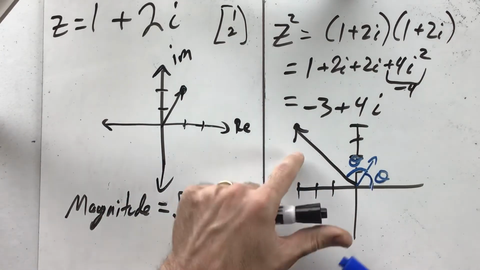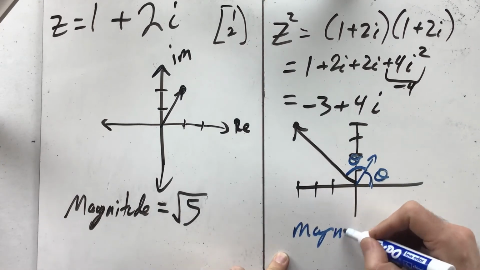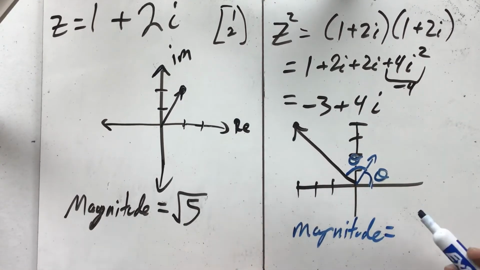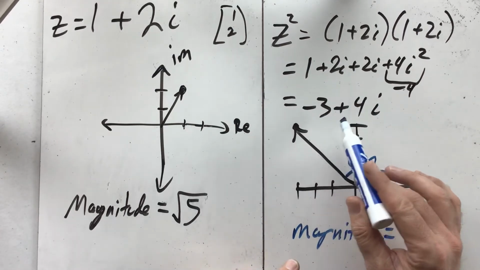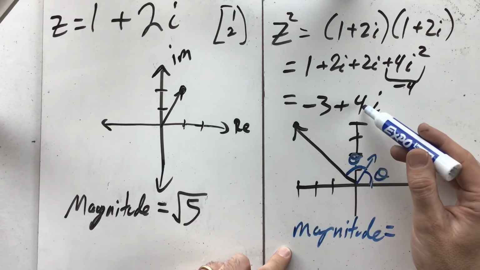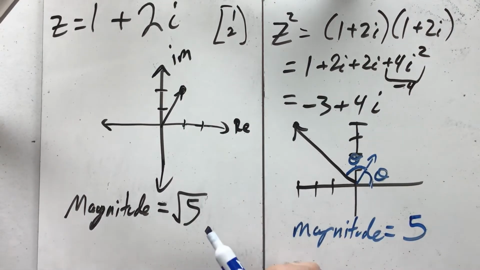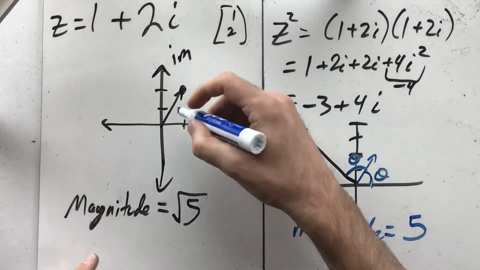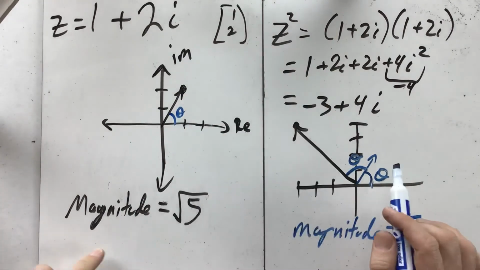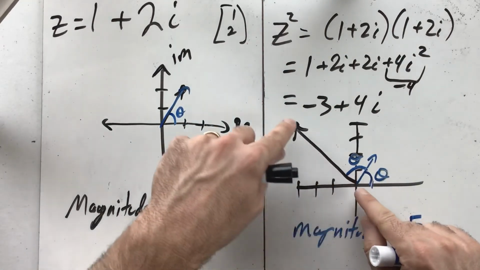And not only that, what is the magnitude of my new vector? Well, it's negative 3 squared plus 4 squared. That's 9 plus 16 is 25, and take the square root of 25, and we get 5. So what happens is, when you multiply complex numbers, the angle of the number gets carried over to your new one, and the magnitude of your number gets multiplied onto your new one.